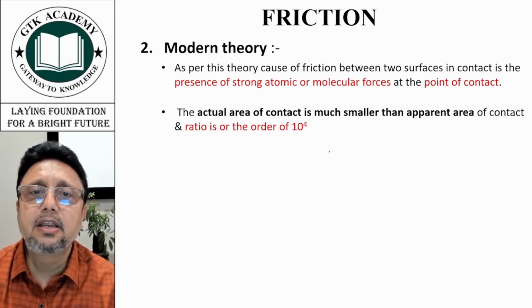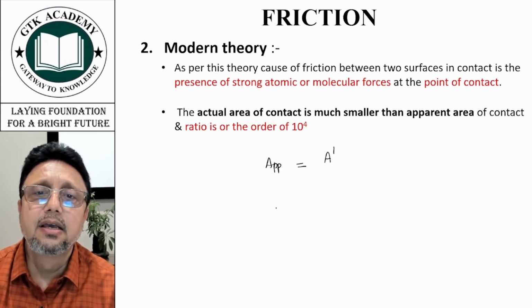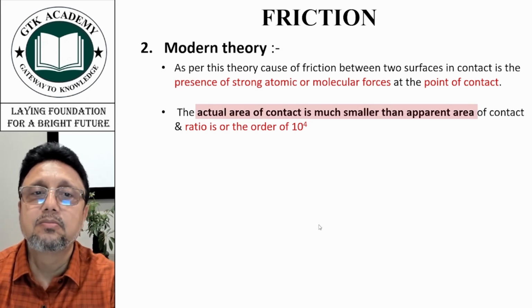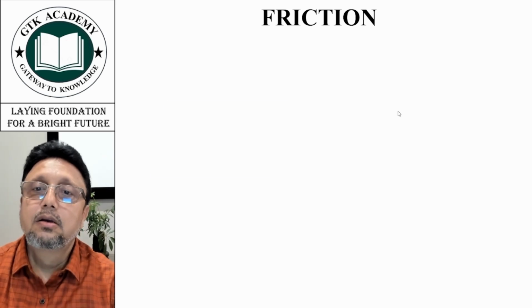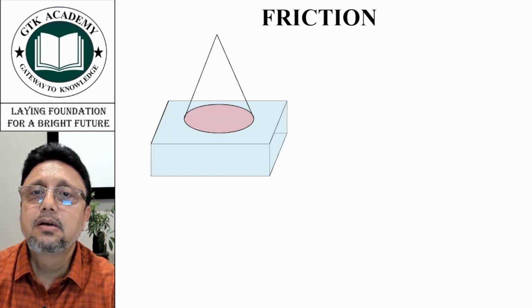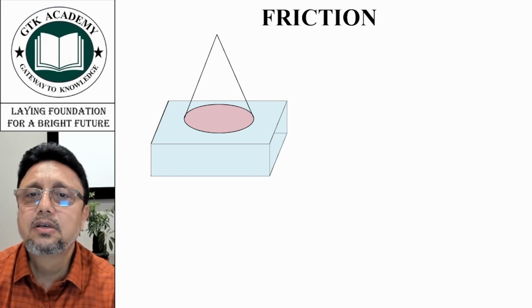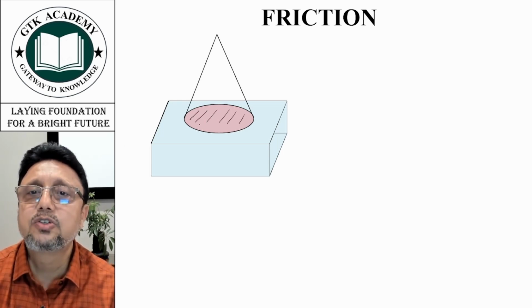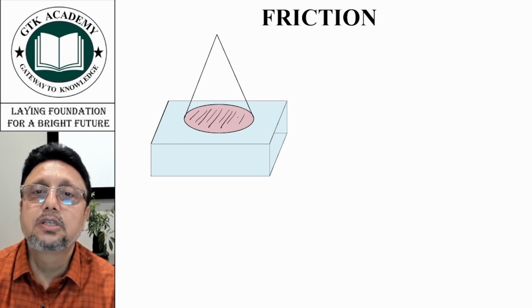That means if the apparent area of contact is A dash, then the actual area of contact is of the order of A dash divided by 10 raised to the power 4. So what do we mean by this? Let me explain. This is a block and I keep a conical solid over this. Now you can see this is the contact surface where these two surfaces are in contact, the surface of the cone as well as this cuboid.